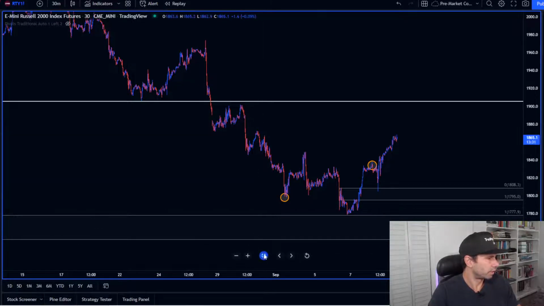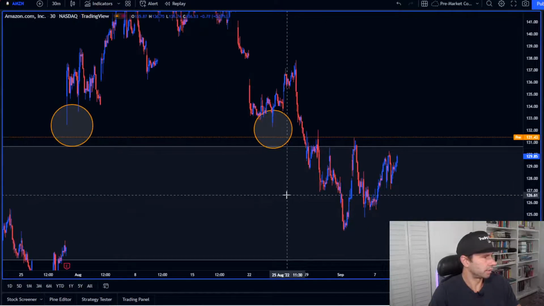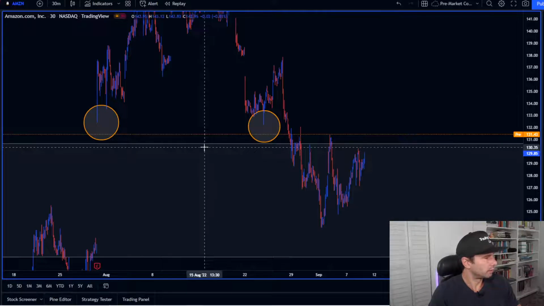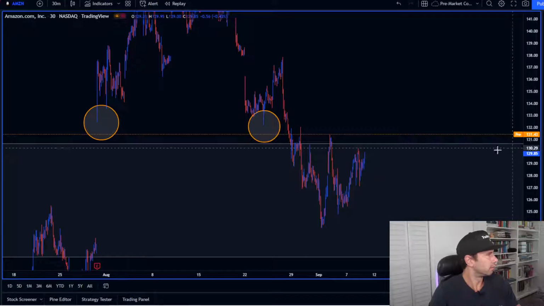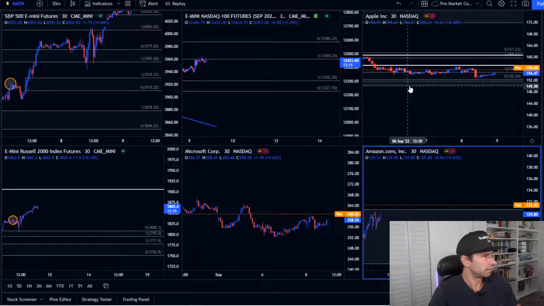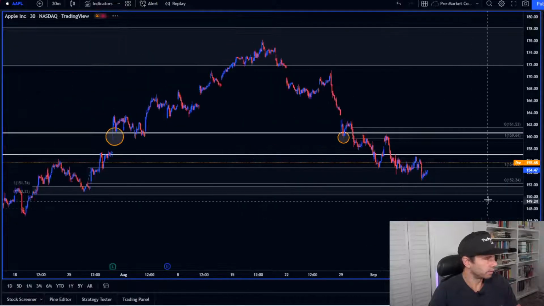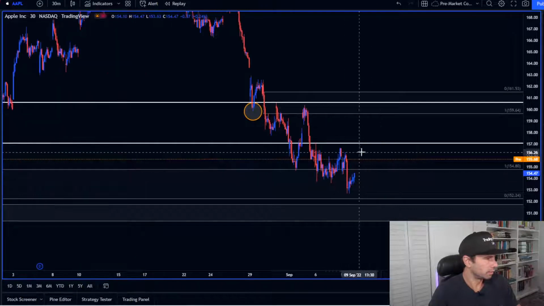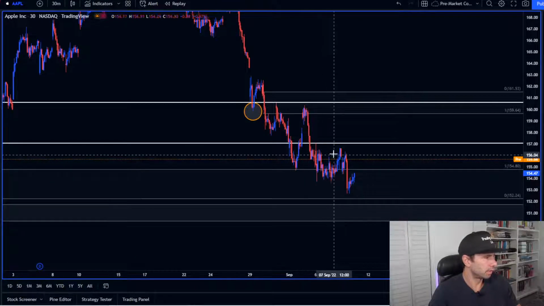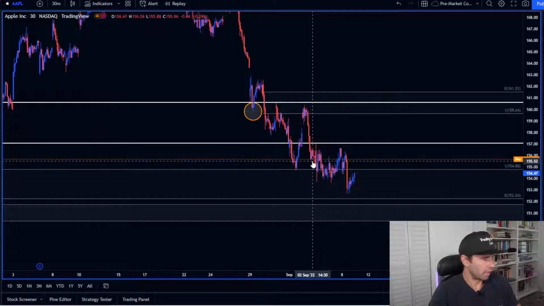Let's check real quick on Apple. What happened to Apple yesterday? I haven't checked this chart. All right, this is Amazon, sorry. Let's go to Apple. All right, so the demand's still holding, and we're gapping up today into, I guess, the same supply. So let's see if this supply is actually going to work. I don't think it's going to work.